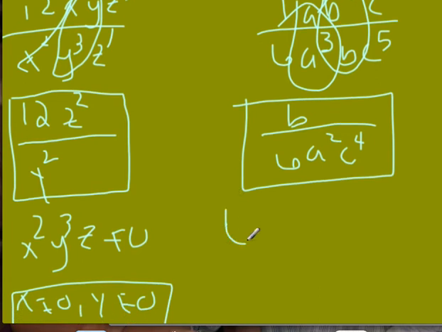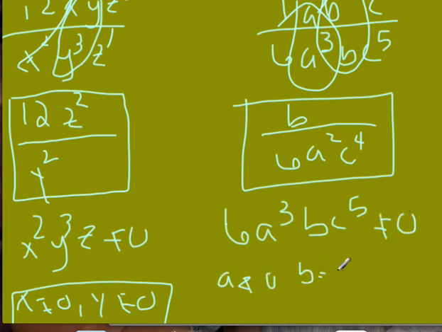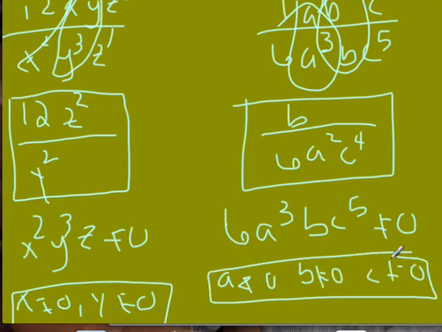Now for your excluded values, we know that 6a cubed b c to the 5th cannot equal 0. So that means that a cannot equal 0, b cannot equal 0, and c cannot equal 0. And that's our final answer for that one.